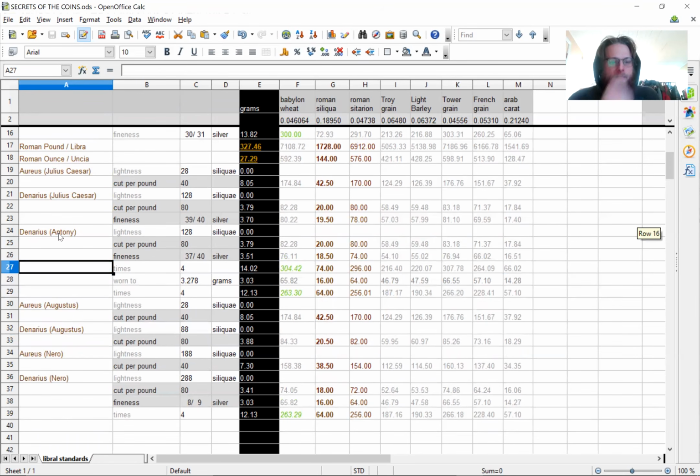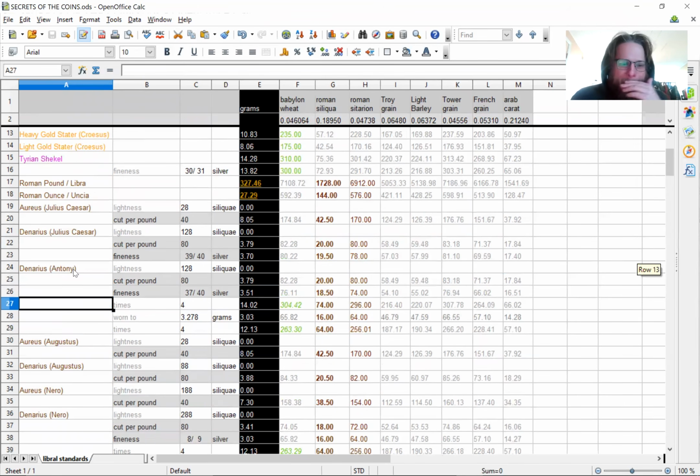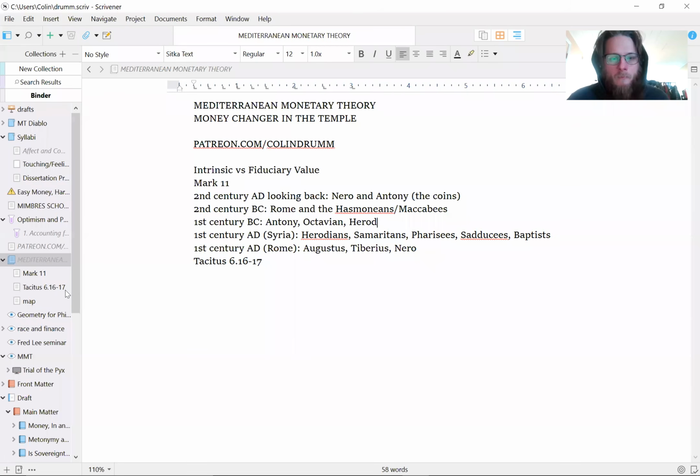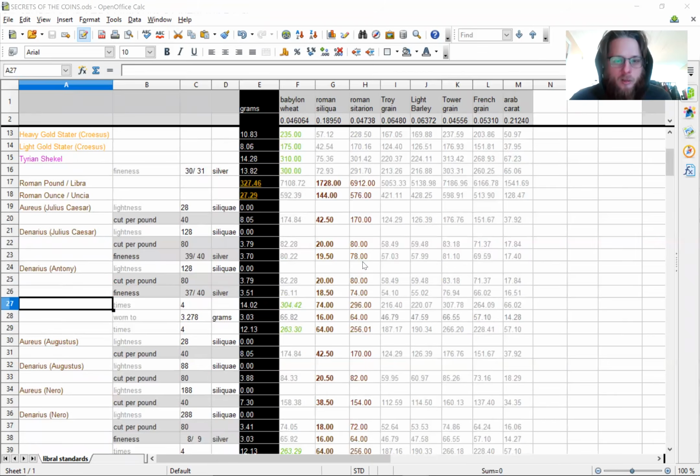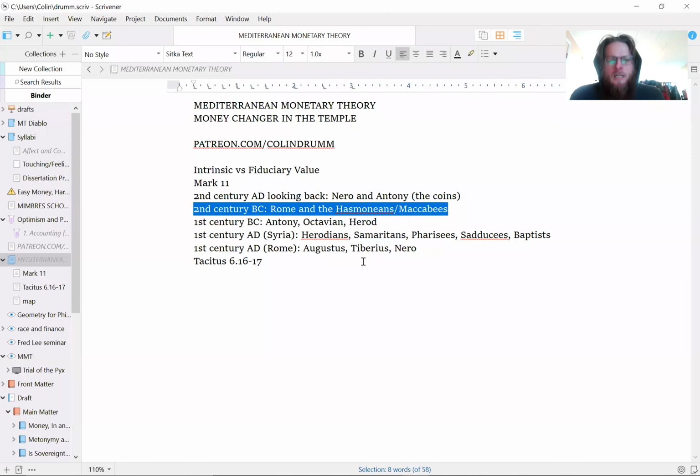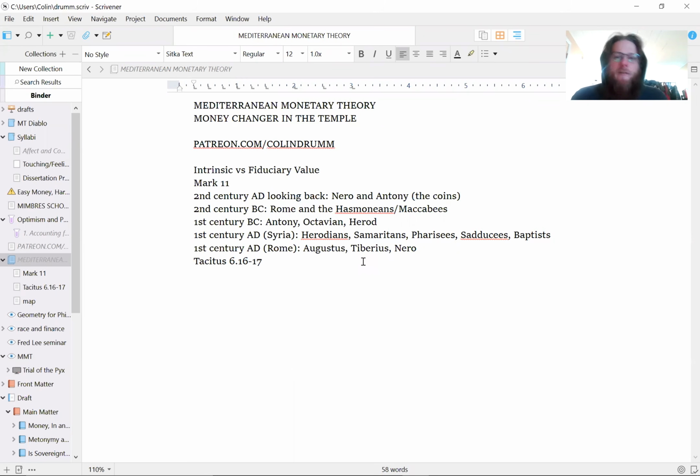Okay, so now, what is the way to think about this? The place to begin is really that we're going to have to think about the 2nd century BC, which is really kind of where we need to begin our story. And we'll come back to these coins in a second. So 2nd century BC, there's kind of a power shakeup happening in the Mediterranean.